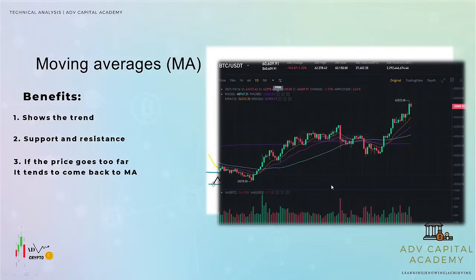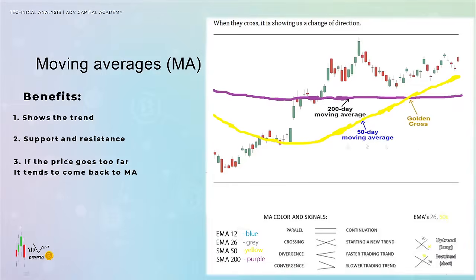In this picture, you can clearly see that the Bitcoin price is above all four moving averages, which means that the price is in an uptrend. I color my moving averages this way: EMA 12 with the blue color, EMA 26 with gray, SMA 50 with yellow, and SMA 200 with purple color. You can color them any way that you like.